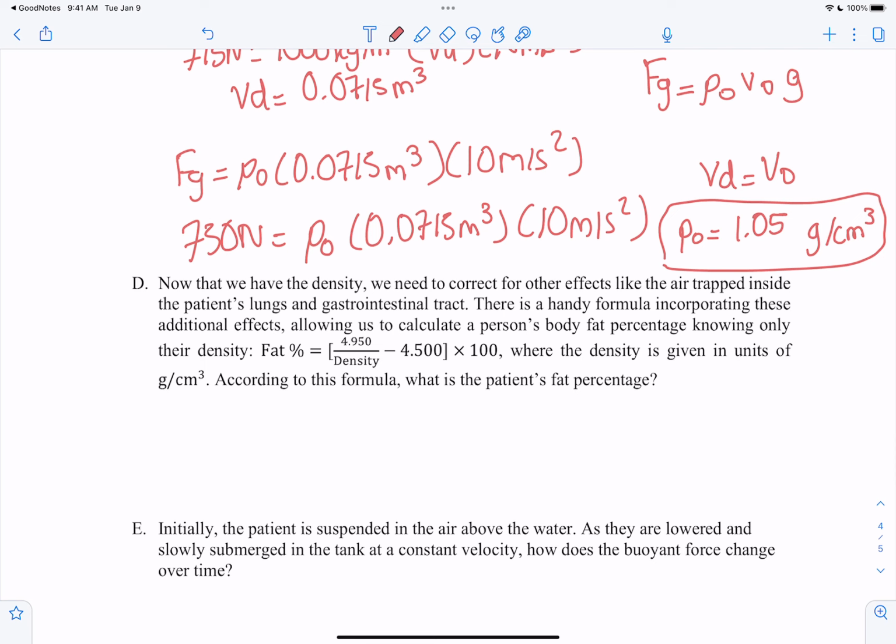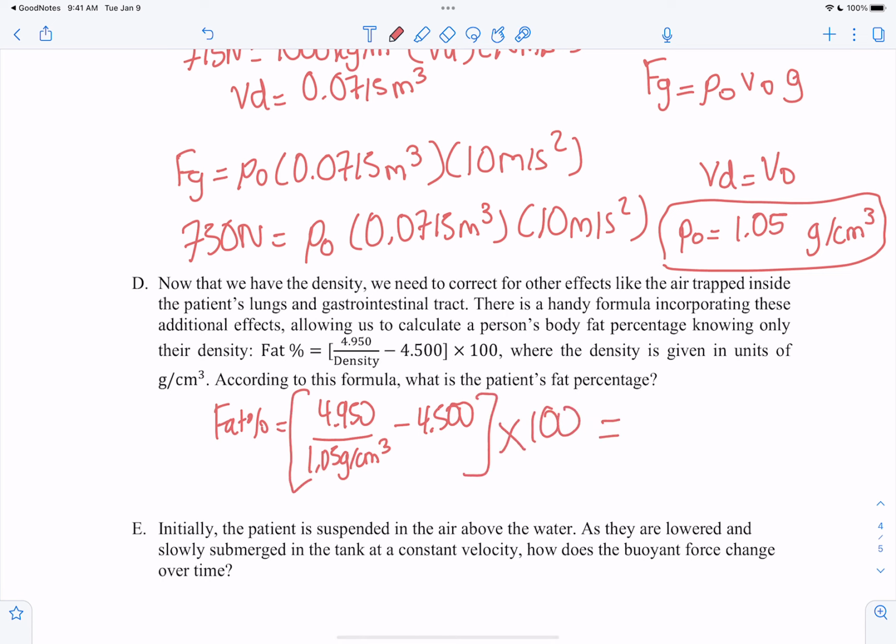For part D now, they're literally just asking us to plug in the density that we got from C into this little equation here. They say handy formula incorporating these additional effects, allowing us to calculate a person's body fat percentage. So fat percentage, this is what we need to figure out, is equal to 4.95 divided by that density we figured out earlier, which was 1.05 grams per centimeter cubed. Subtract that 4.5 and then multiply by 100. Let me know what you guys get for that as well.